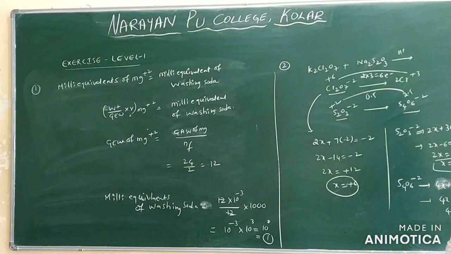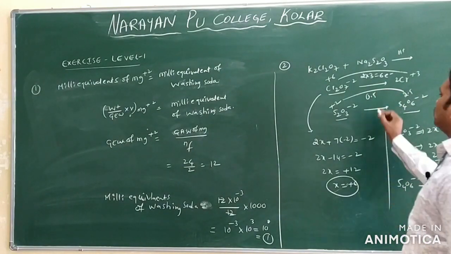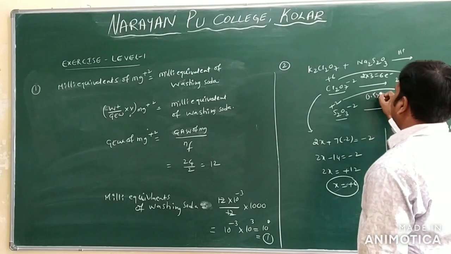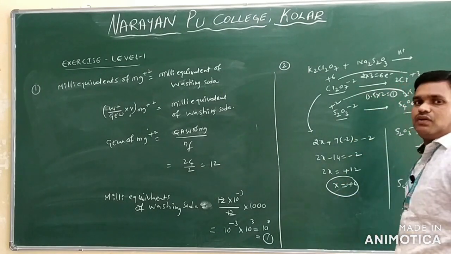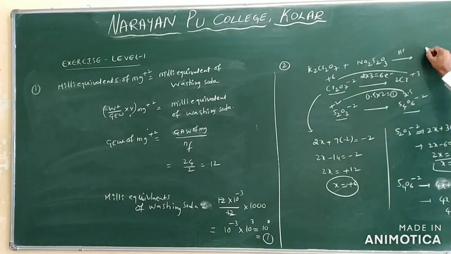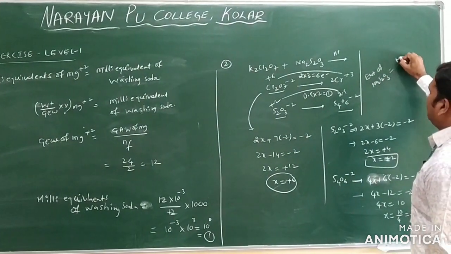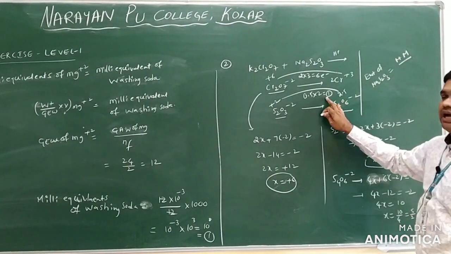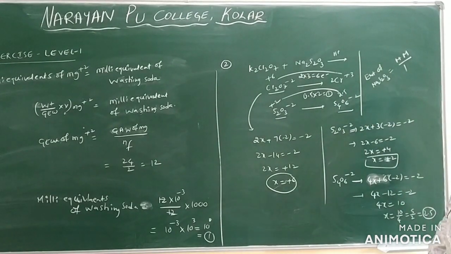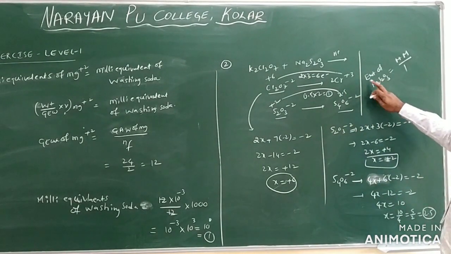0.5 only. But what is the n factor for this sodium? It means 2 only, because 2 sodiums are there. 0.5 into 2, how much here? 1 only. Clear? If you want to write the equivalent weight of Na2S2O3, I will write molecular weight by the n factor, which is 1 only.